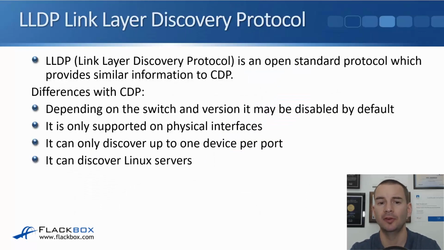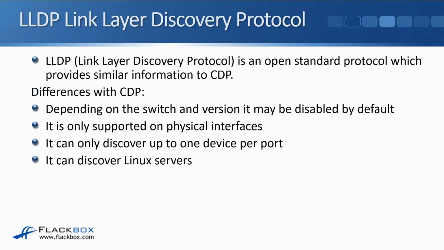So LLDP is the Link Layer Discovery Protocol. This came out a lot later than CDP did, and where CDP is Cisco proprietary, LLDP is an open standard, so it's supported on most vendors' devices, and it provides similar information to CDP. It does have some differences though. CDP will always be enabled by default on Cisco routers and switches, but with LLDP, it depends on the switch and version, whether it will be enabled or disabled by default.